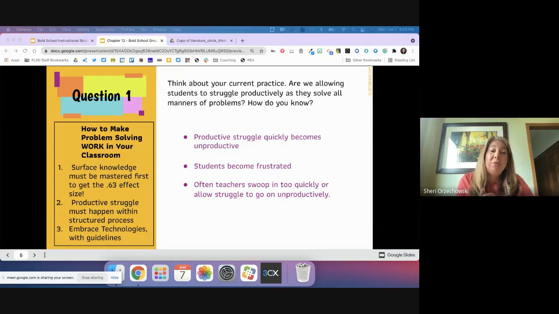And then the third thing was that we embrace technology, because we all know with math, kids can go online, type in their problem, and there's your answer. But we need to make sure that we're setting guidelines for technology, especially when kids are problem solving, not to eliminate those types of apps, but just to make sure that we're giving them guidelines.